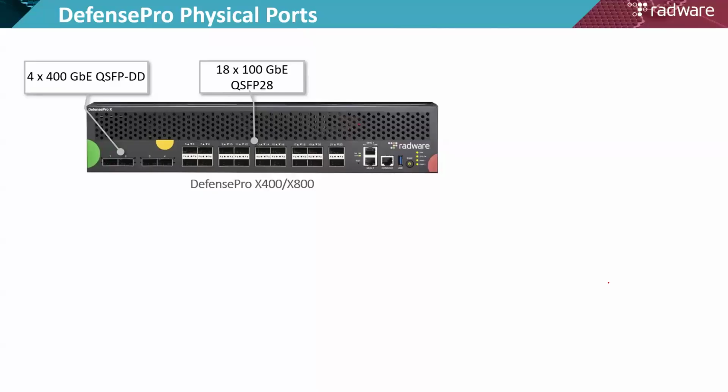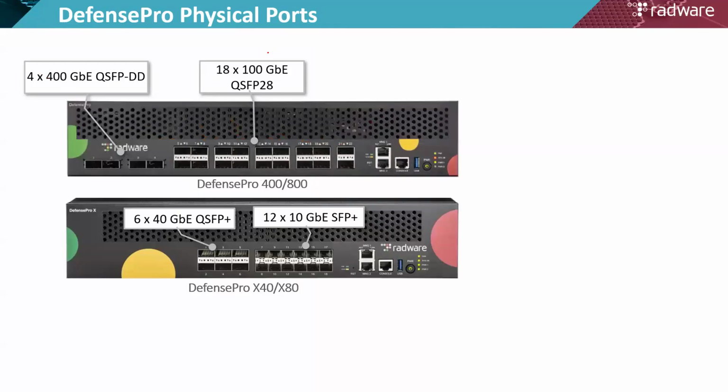Let's look at the port capacity now. For the X400 and X800, we have 4 ports of 400 gig and 18 ports of 100 gig capacity. Then we have the X40 and X80. We have 6 ports of 40 Gbps and 12 ports of 10 Gbps capacity.